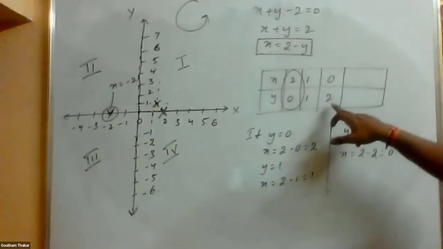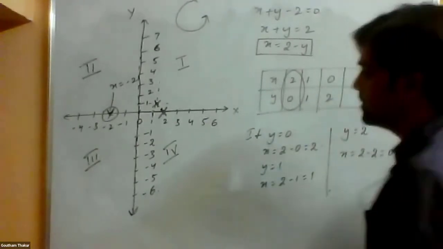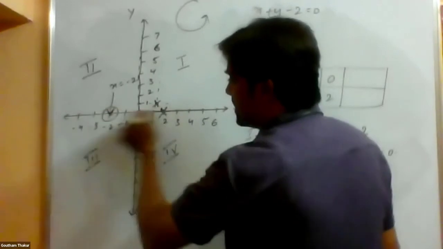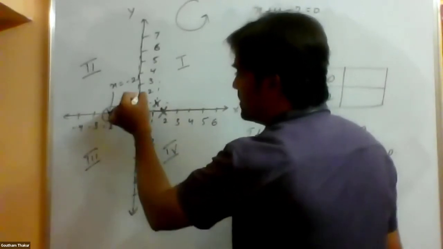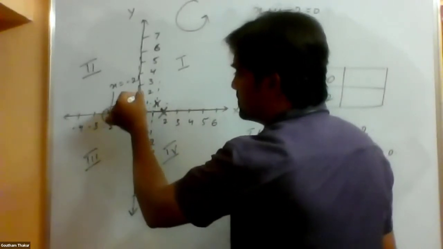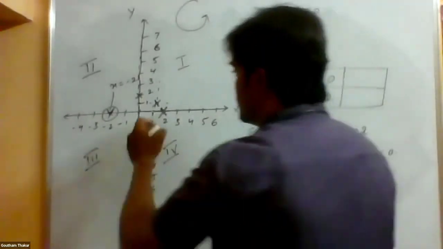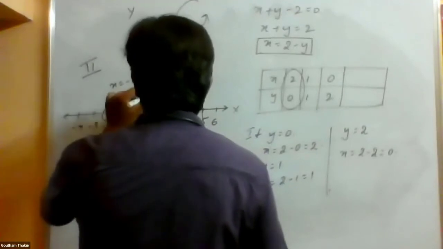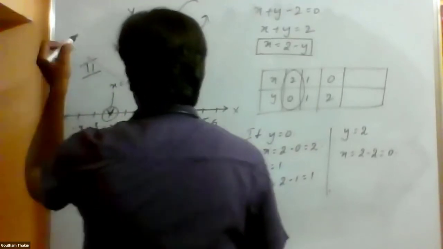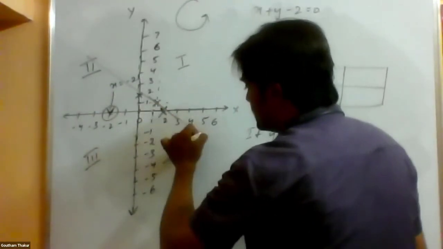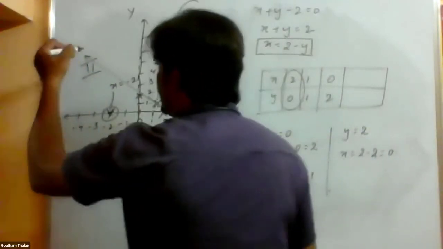What about the third one? X is 0, y is 2. X is 0, on this line. Y is 2. Y is over here. So if I try to join these points, my values will be in a straight line.